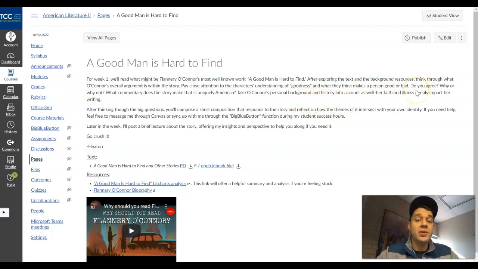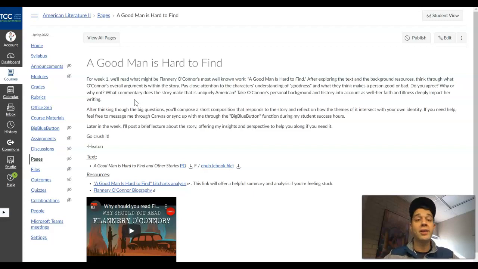Now, what I want you to do is reflect on those ideas. Do you agree? Do you disagree? Why or why not? What commentary does the story make that you feel is uniquely American? Now, we know that Flannery O'Connor is a Southern writer, so there's kind of that Southern flair that should resonate with a lot of us living in Texas. And ask yourself, what about this feels uniquely, specifically American?